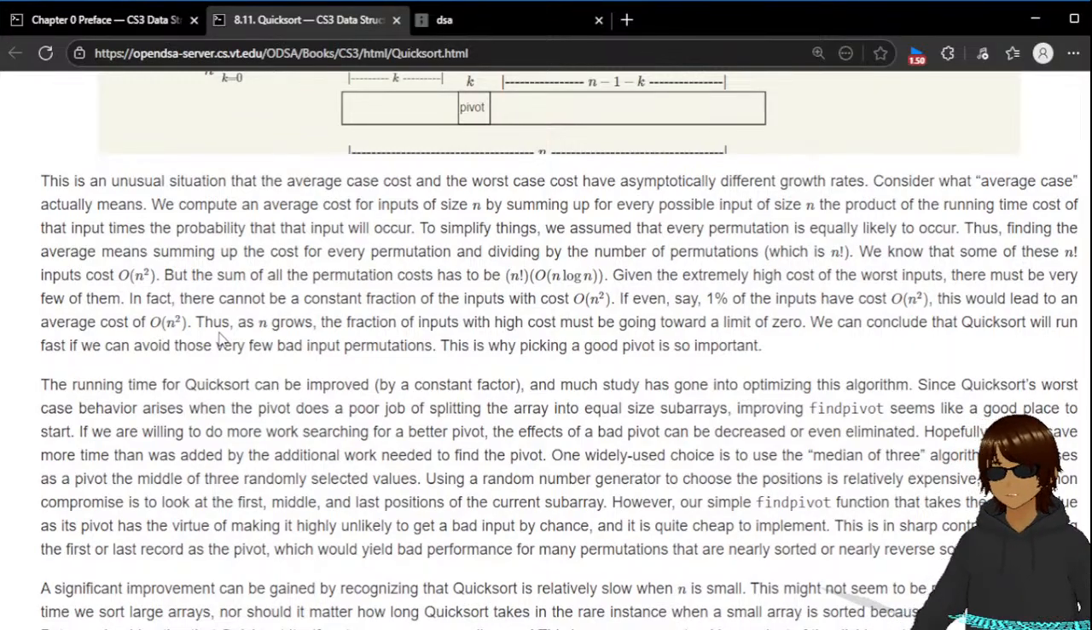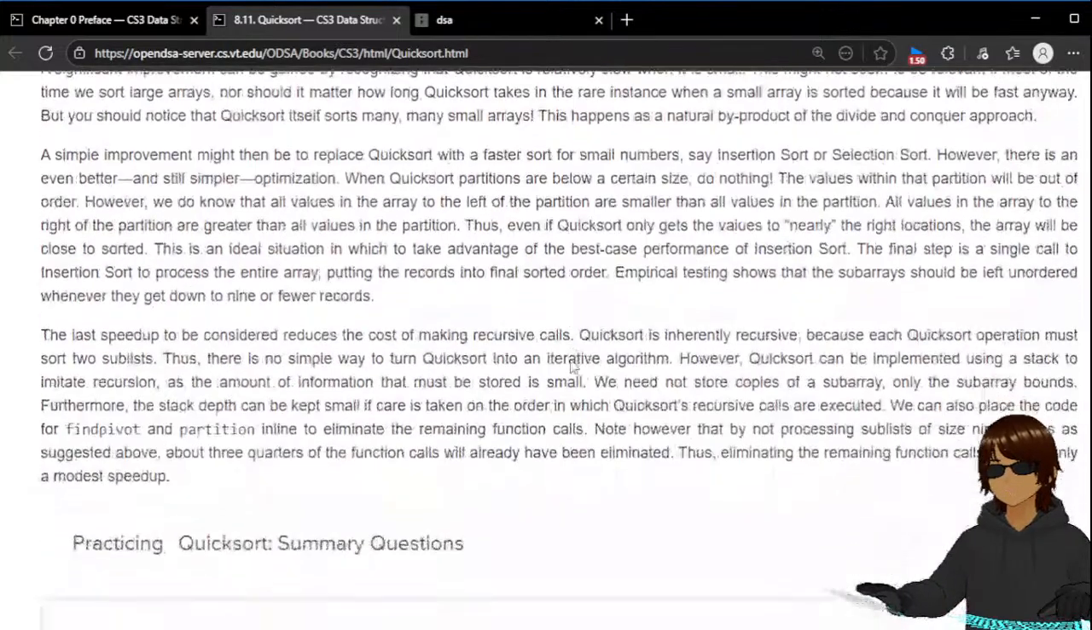Thus, as n grows, the fraction of inputs with high cost must be going toward a limit of 0. We can conclude that quicksort will run fast if we can avoid these very few bad input permutations. This is why picking a good pivot is so important.